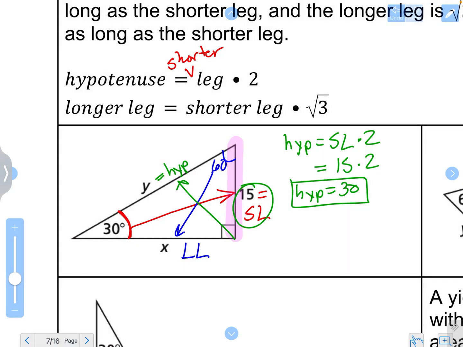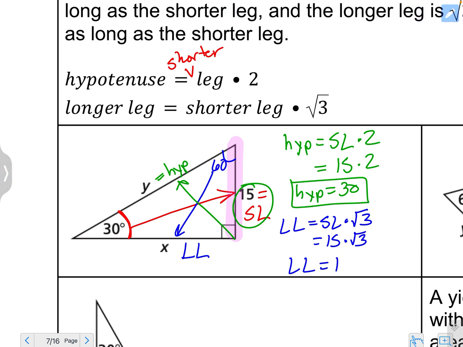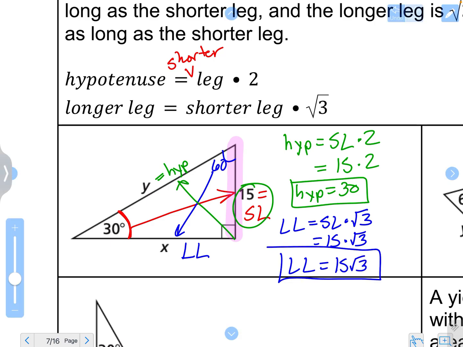Now we're going to find our long leg. So our formula tells us that our long leg is equal to our short leg times the square root of 3. So we know that our short leg is 15. We're going to multiply it by the square root of 3. So our long leg equals 15 square root of 3. If we're lucky, our problems are that simple and that easy.